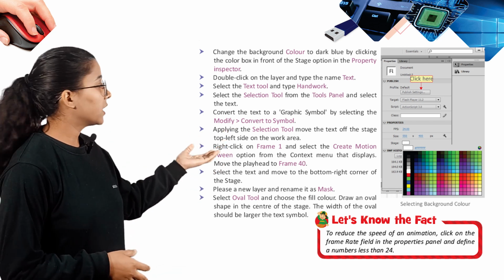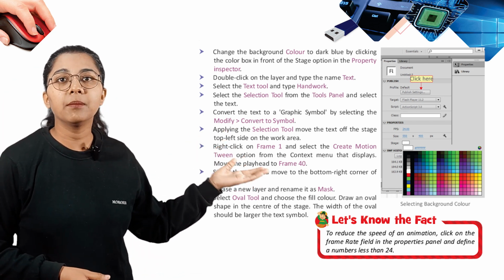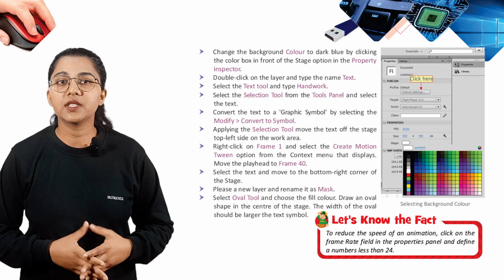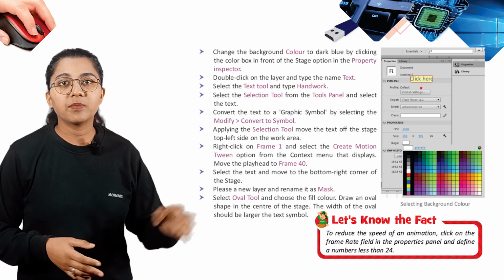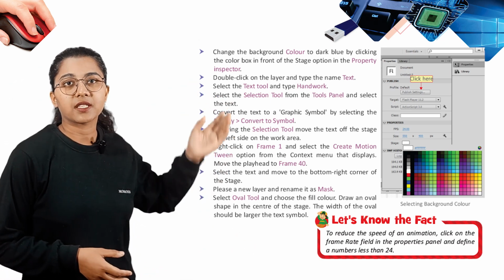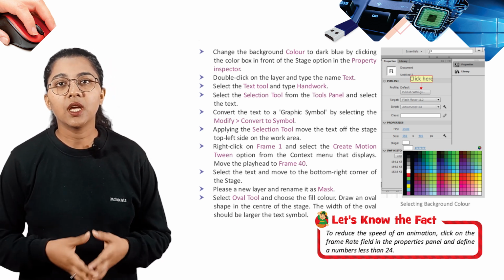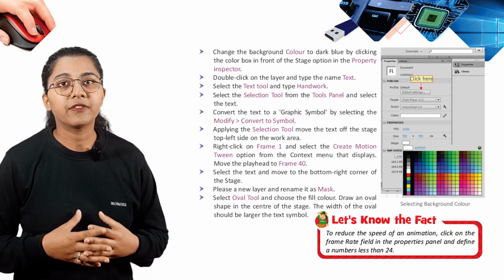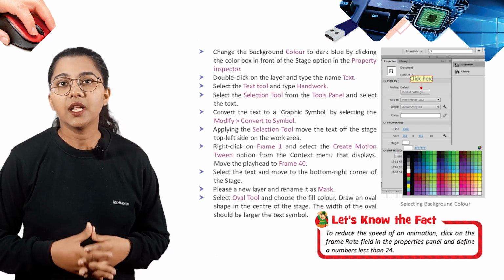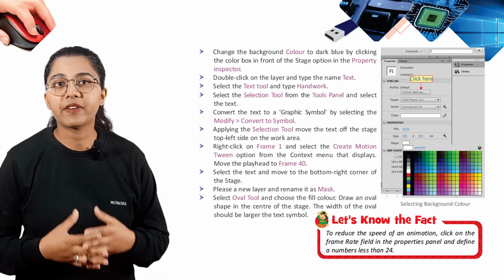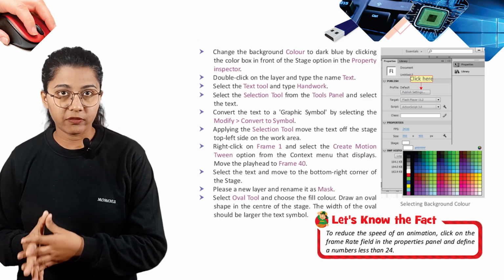And here you can see the interface of selecting the background color. So students, before we read our next steps, here we have an interesting fact. To reduce the speed of an animation, click on the frame rate field in the properties panel and define a number less than 24.